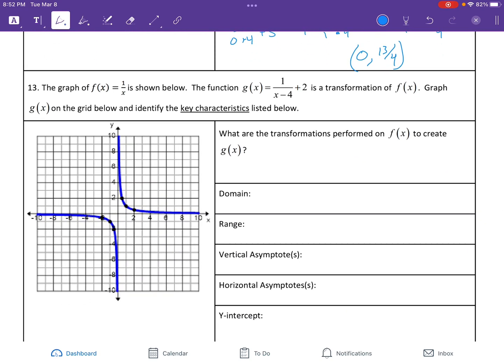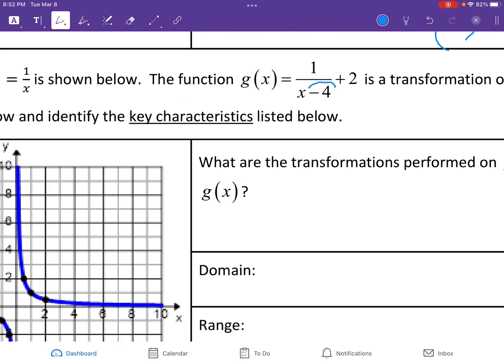Again, what are the transformations? We have 2 transformations. We have the minus 4, which means it's going to go right by 4. We have plus 2, which means it's going to go up by 2. I'm good with that.